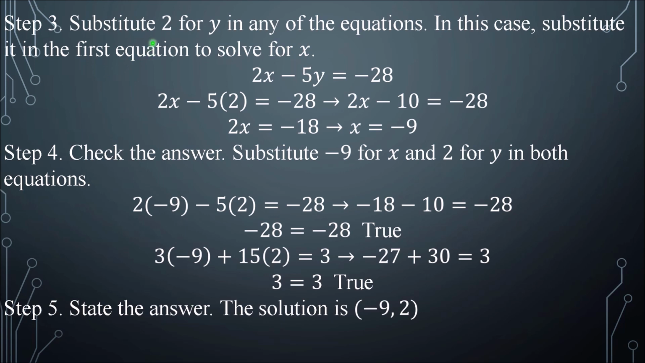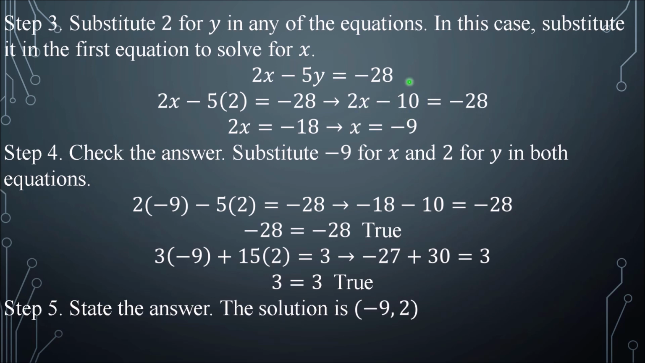Step number 3, substitute 2 for y in any of the equations. In this case, substitute it in the first equation to solve for x. The first equation is 2x minus 5y equals negative 28. Now we substitute this 2 for y. So 2x minus 5 times 2 is equal to negative 28. Turning that into 2x minus 10 equals negative 28.